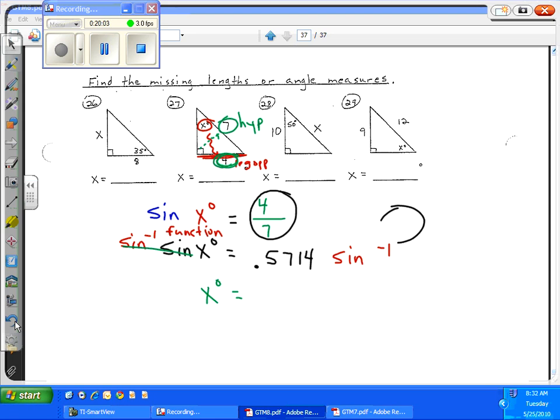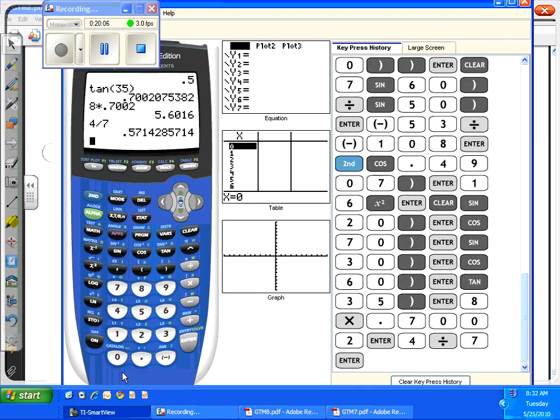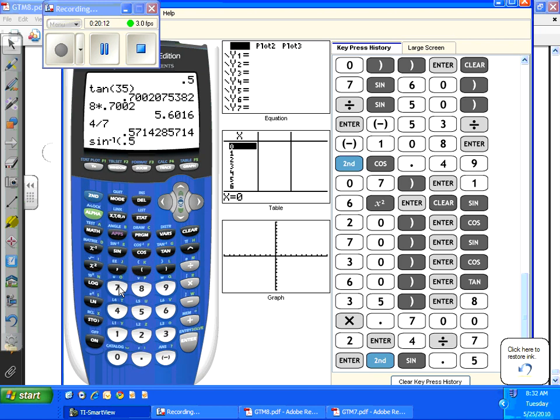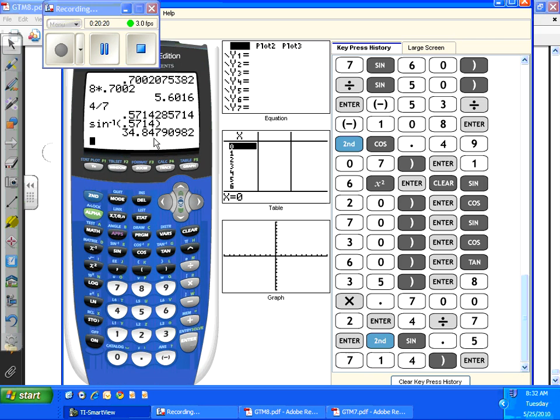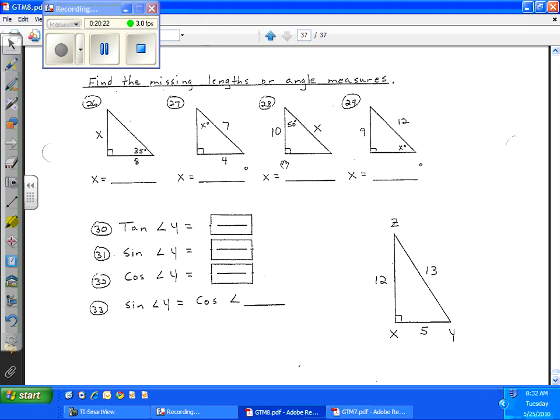So we're going to do inverse sine 0.5714. Second sine for inverse sine, 0.5714. 34.85 rounded to 2 decimal places. 34.85.